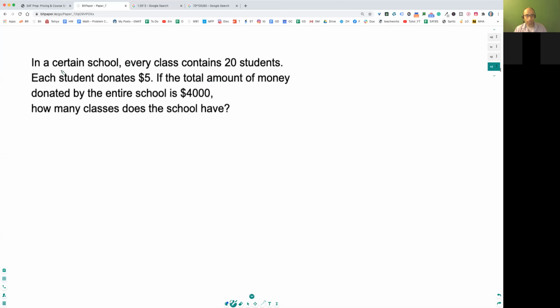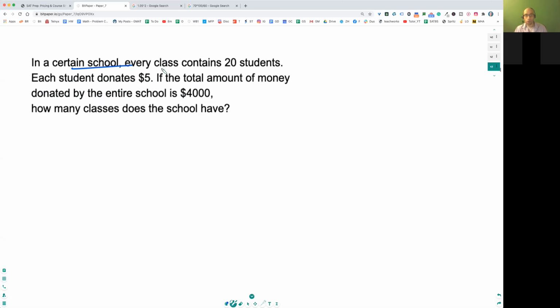So let's understand it. In a certain school, there are a variety of classes, and each class contains 20 students, and each student donates $5. So think about this idea here. How can you convert this idea here? The total amount of money donated by the entire school is $4,000. Very good. Some of you are getting it.